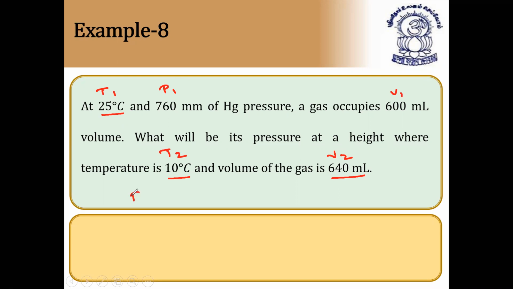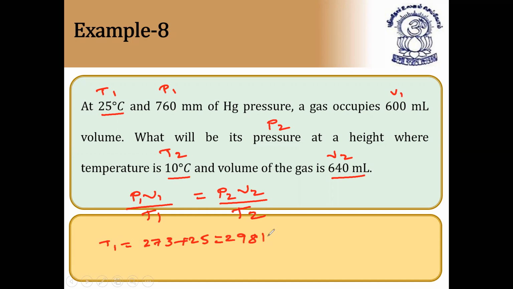Use the same formula from the ideal gas equation, P1 V1 by T1 is equal to P2 V2 by T2. From this you have to find pressure P2. And you have to change the temperature, 25 degrees C, into Kelvin. So T1 is equal to 273 plus 25, that is 298 Kelvins, and T2 is 10 degrees C, so 273 plus 10 is equal to 283 Kelvins.